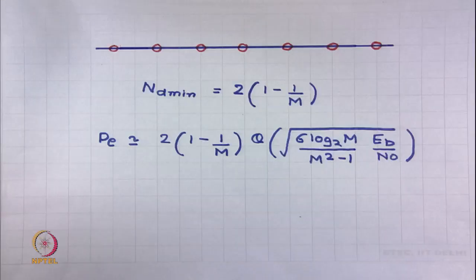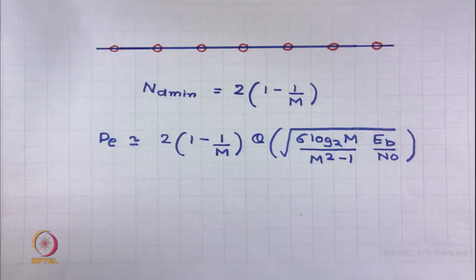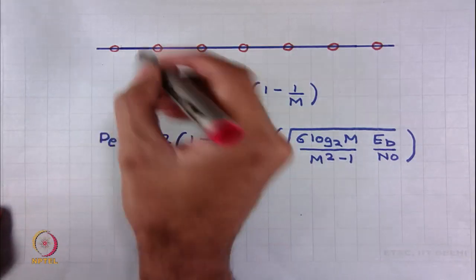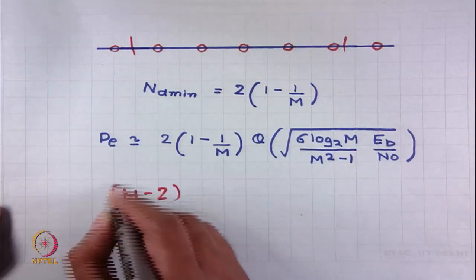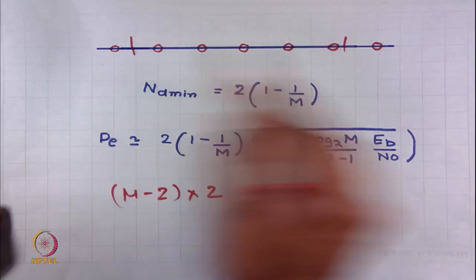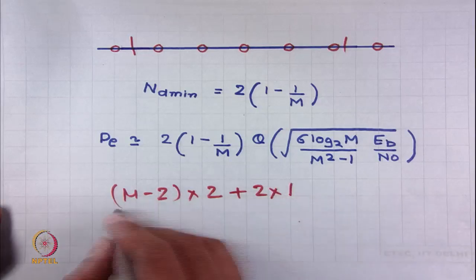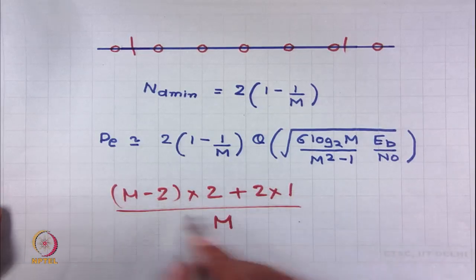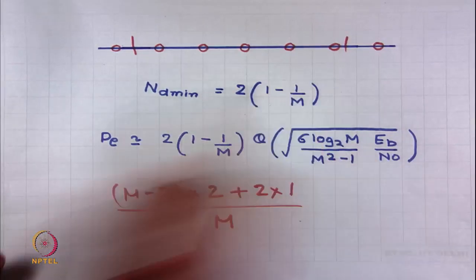Okay. And how to calculate this ND minimum in the case of M-PAM? ND minimum can be simply given by this expression. You can think that M minus 2 signals will have 2 neighbors, and the signals at the end of this line, there are 2 signals which will have 1 neighbor. So, the average number of neighbors is given by this, which simply simplifies to this thing.